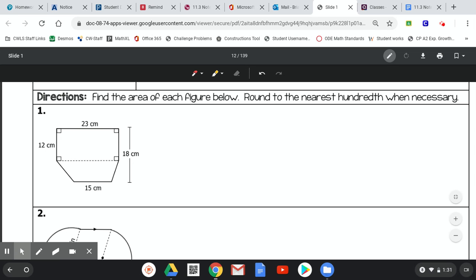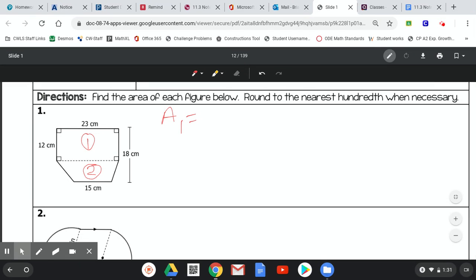So to find the area for number one, we have two separate figures. So we have this one, I'm going to call that shape one, and I'm going to call that shape two. Now, shape one is just a rectangle. So to find the area for shape one, I'm going to put area, and then I'm going to put a 1 right next to it. That means the area of the first figure. So to find the area of the first figure, it's a rectangle.